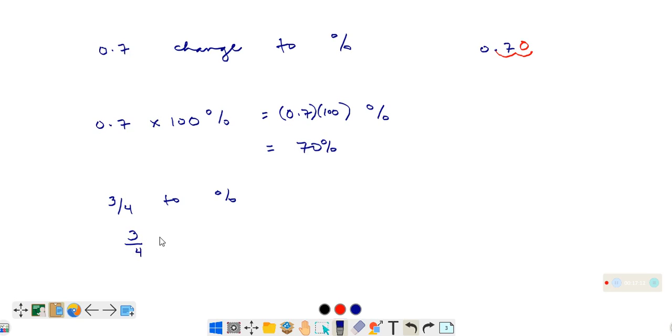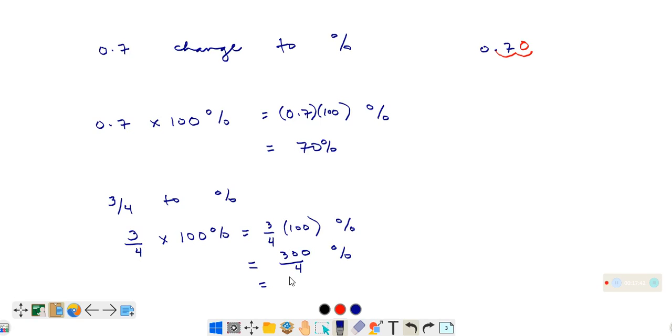Okay? Next, meron tayong fraction 3 over 4. So, 3 over 4 to percent. So, ito ay 3 over 4 times 100. Affix your percent symbol. So, percent symbol dito, we have 3 over 4 times 100.